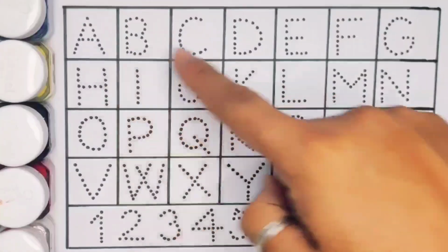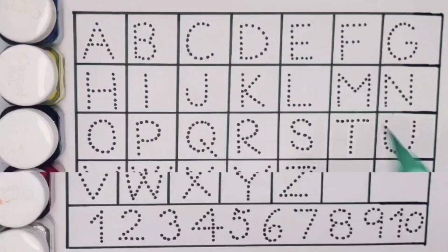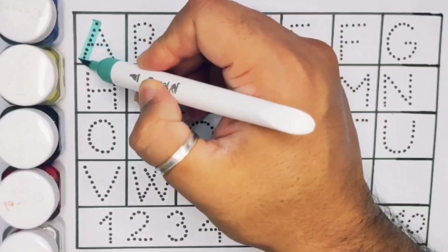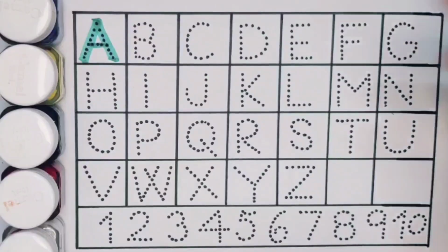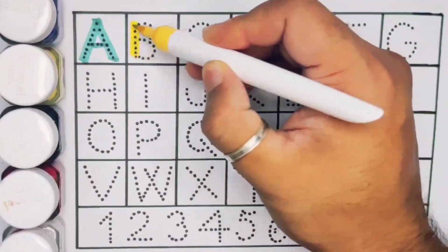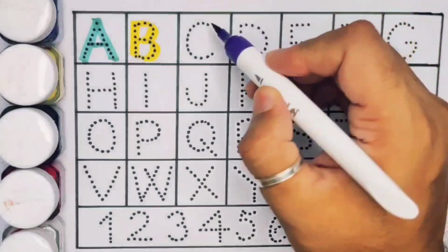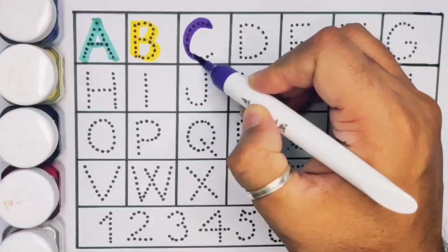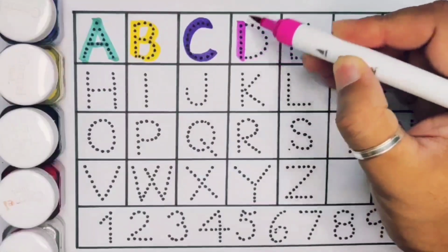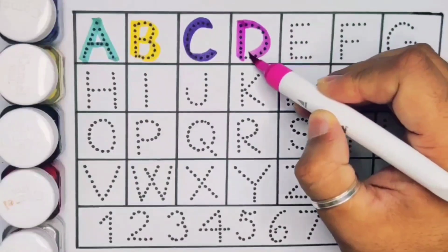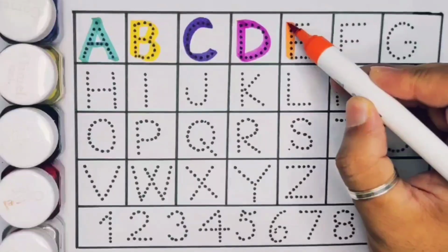Now let's learn the alphabet A to Z and numbers counting 1 to 10. First A for ant. Next kids, B for book. Next C for car. Next kids, D for dolphin. Next kids, E for eye.